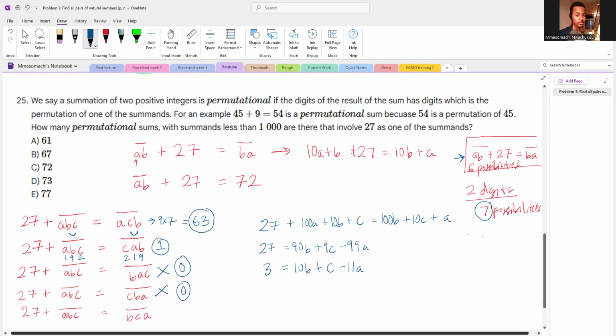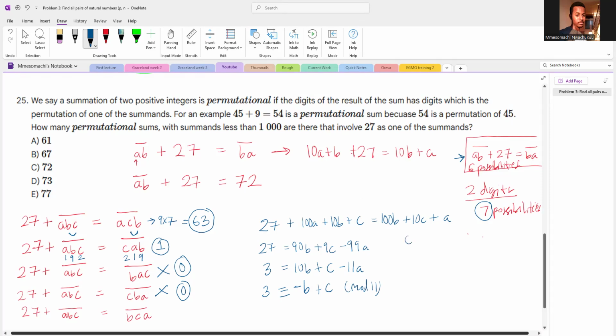So just to confirm that I have that. Okay, so what can we get here? So once again, we can take mod 11. So we have 3 equals, so 10 is congruent to minus 1 mod 11. So 3 is congruent to minus B plus C, since 11 goes to 0 mod 11. And as before, the same argument.